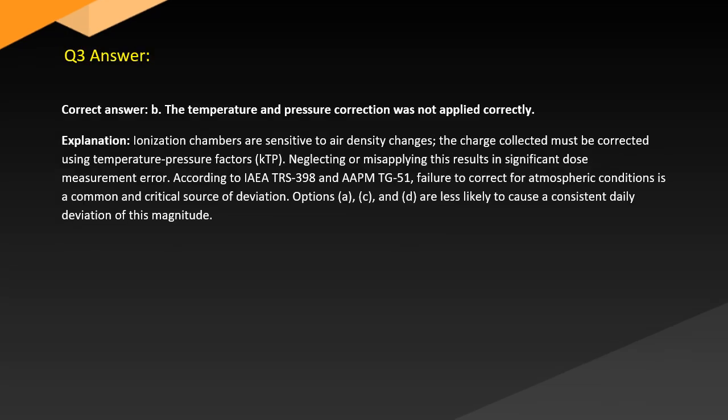Answer. Correct answer: B. The temperature and pressure correction was not applied correctly. Explanation. Ionization chambers are sensitive to air density changes. The charge collected must be corrected using the temperature-pressure factor, KTP. Neglecting or misapplying this results in significant dose measurement error. According to IAEA TRS 398 and AAPM TG51, failure to correct for atmospheric conditions is a common source of deviation. Options A, C, and D are less likely to cause a consistent daily deviation of this magnitude.